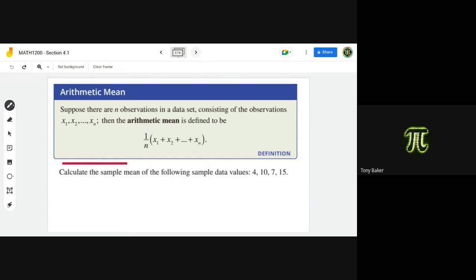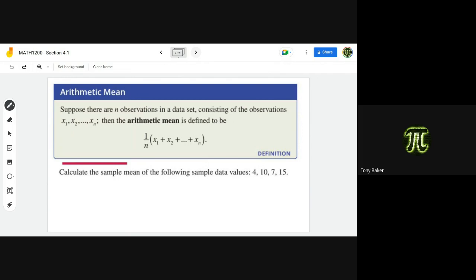The formula is exactly as you would think. Add them all up and divide by how many you have. So your X terms are all the values that you have, the N is how many of them you have. So add everything up, divide by how many you have.